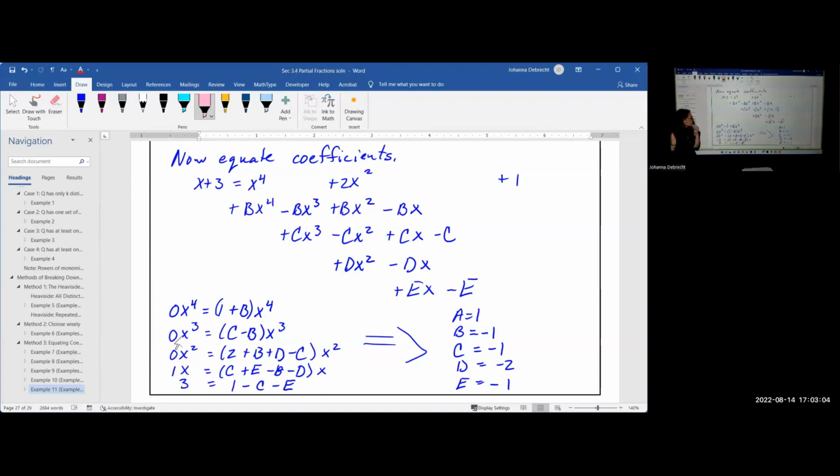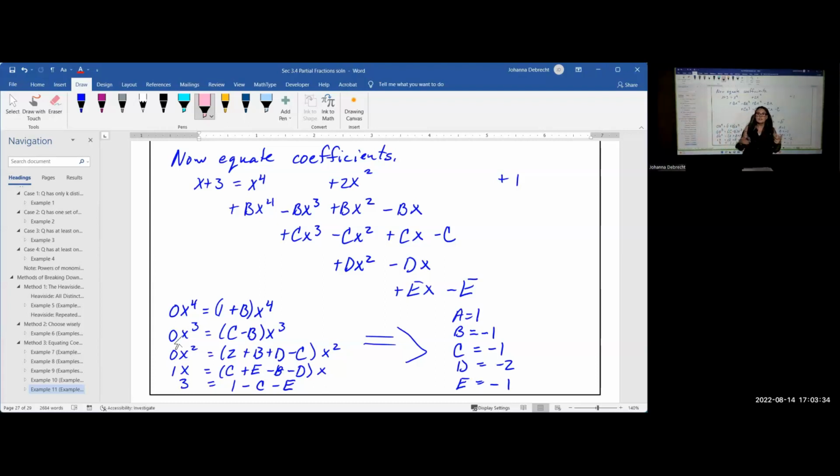And then the last one gives me another opportunity to find something. This last one is the constant, which is 3 on the left, and it becomes 1 minus c minus e on the right. But I know c is negative 1, so that becomes a 1. So I get 2 minus e. And then if I move the 2 over, I get that e is negative 1. And then I can go back to this previous problem and figure out what d is, which turns out to be negative 2.